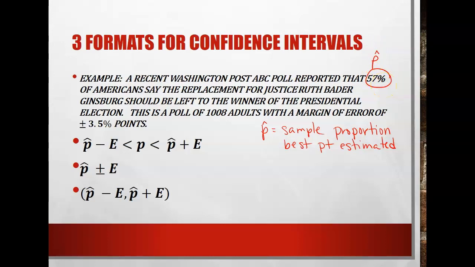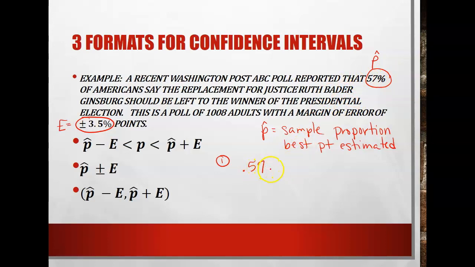Or if you were forced to give one single value, that would be the value that would be most representative of that. So you're going to also see here it says their margin of error is plus or minus 3.5 percentage points. So that's going to be our margin of error, or our E. So if we go to write these different formats, the first format we're going to substitute for the p hat. So that's going to be 0.57 because we want to convert these percentages to decimals in most cases, unless it specifies to leave it as a percentage.